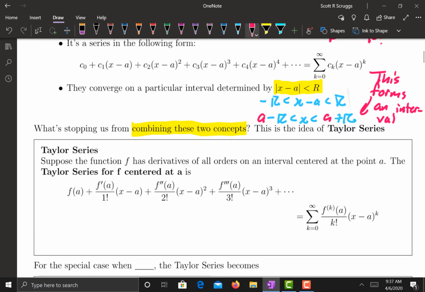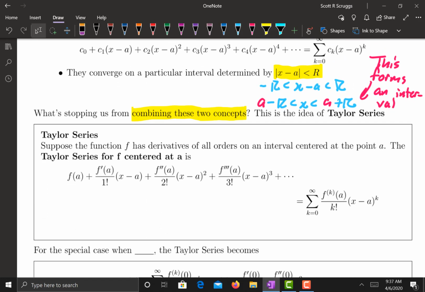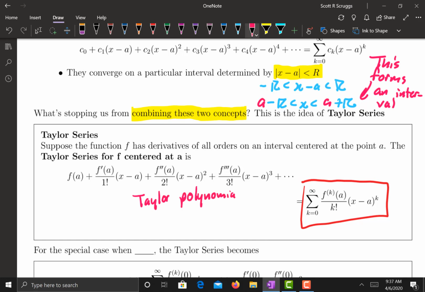So in essence, a Taylor series centered at a is a power series with the same coefficients as a Taylor polynomial. Another way that you could think of a Taylor series is as a Taylor polynomial where the degree of the polynomial n is going to infinity.